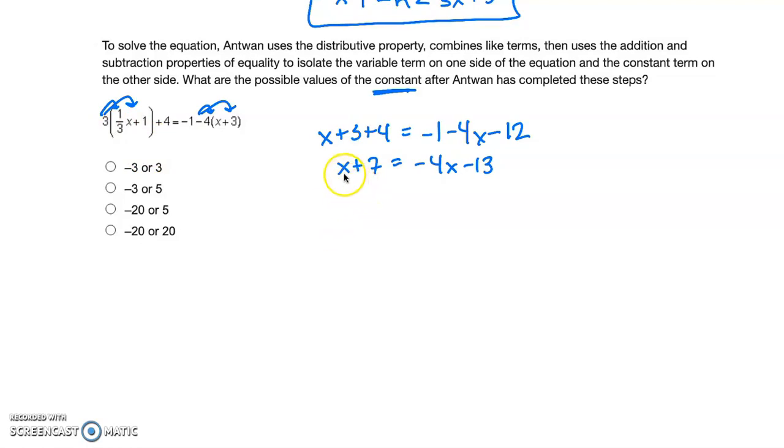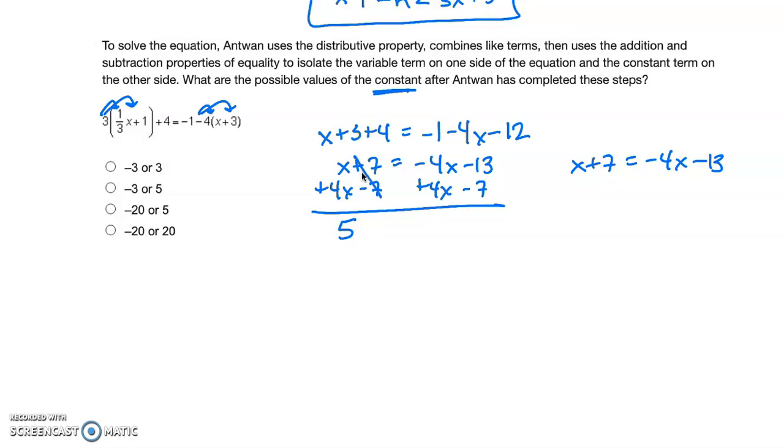So there's two ways I can do it. I can get x to this side and the constant to this side. So I'm going to write this again over here. One way is I'm going to add 4x to both sides and subtract 7 from both sides. So in this case I have 5x, that's 0, that 0 equals a negative 20. So my constant value is a negative 20.